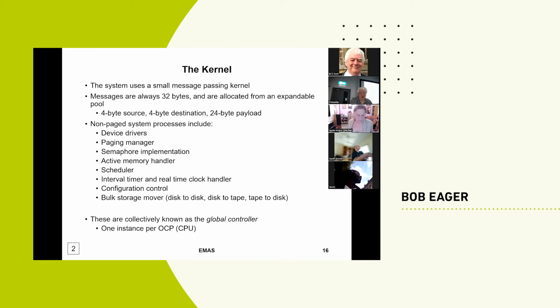And this part of the system, the kernel, is actually known not as the kernel in EMAS, it's known as the global controller. And there's more than one instance of it. If you have 2 OCPs, then there are 2 instances of the global controller, and they work separately, but they communicate.